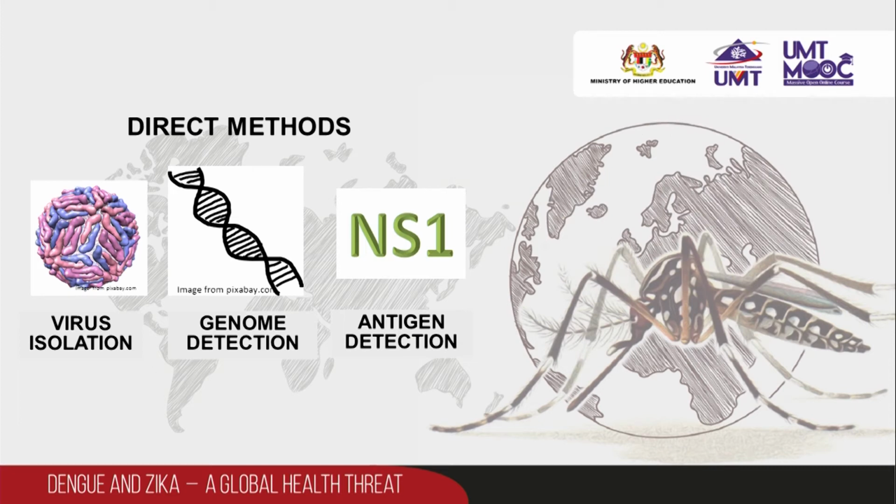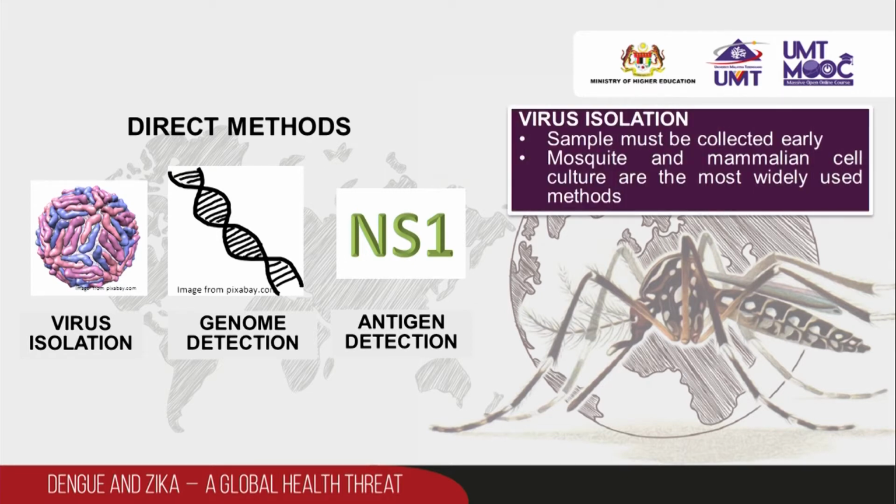Direct methods in detecting dengue and Zika are usually used in diagnosis of acute or recent infection during the first 5 days of symptoms. In the virus isolation technique, virus is usually isolated from serum or autopsy tissue specimen and cultured either on mosquito or mammalian cells.